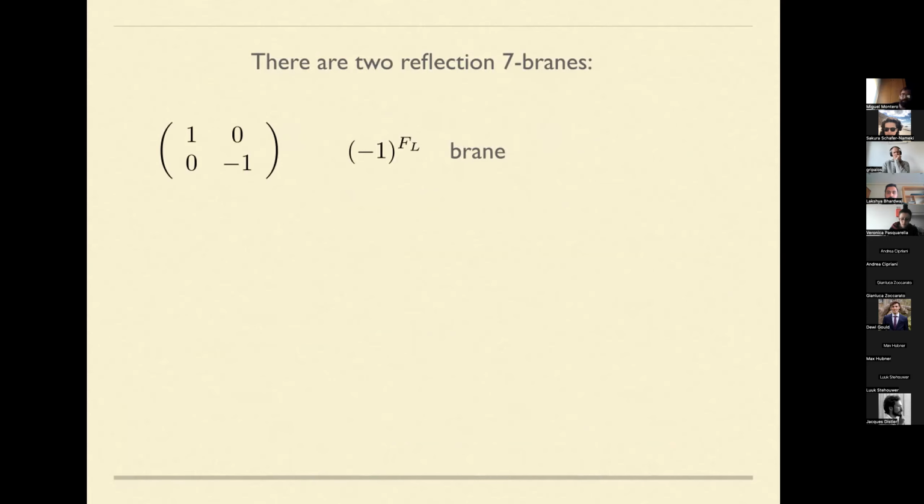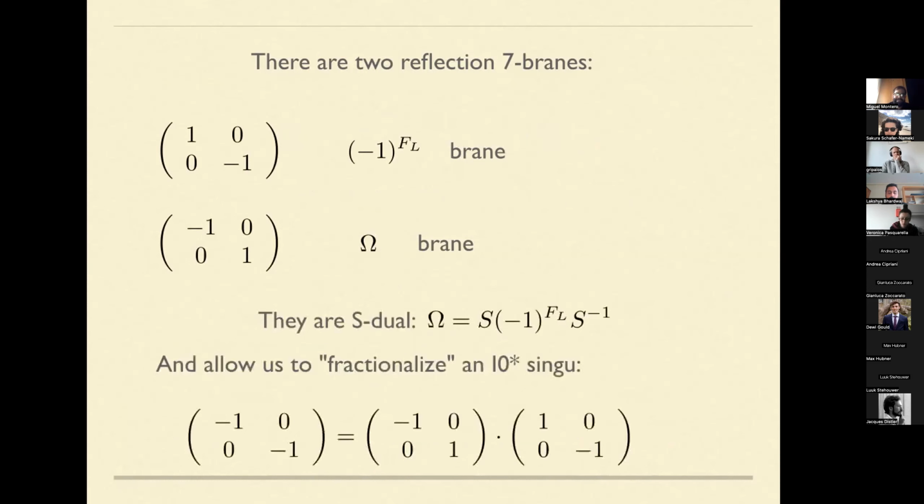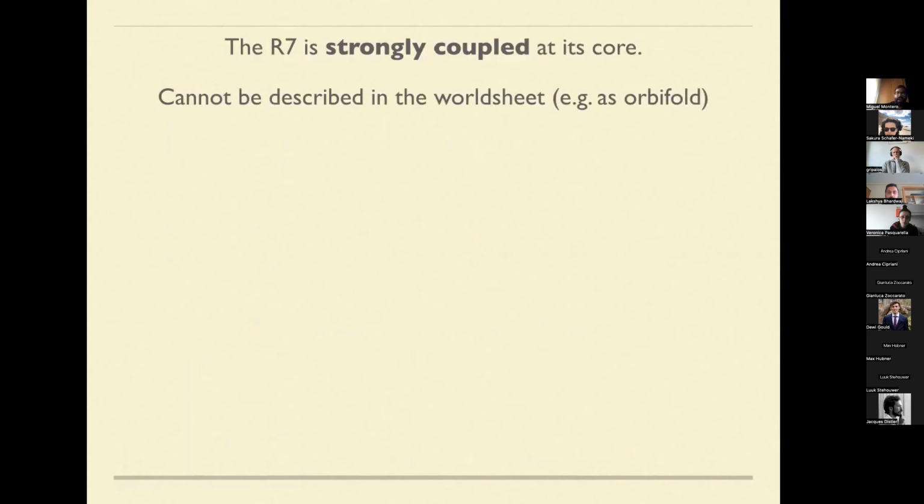So this is something that you could not get, I think, from other perspectives. So there are 2 reflection 7 branes, one associated to a holonomy of -1 to the FL, one associated to a holonomy of omega. They are S-dual to each other. They allow you to fractionalize an I0 star singularity. And it's a very interesting brane because it gives you a check of the cobordism conjecture. This brane is hopeless. It is strongly coupled at its core. We actually argue that it cannot be described in the string worldsheet as an orbifold. Basically, everything that you can write down won't describe it.